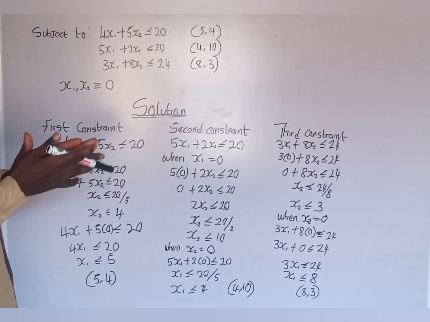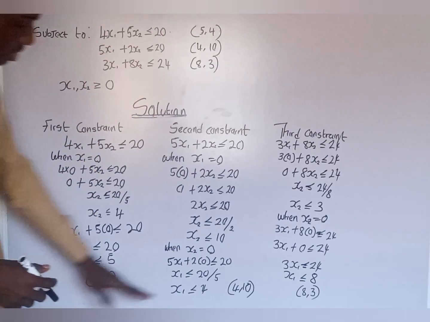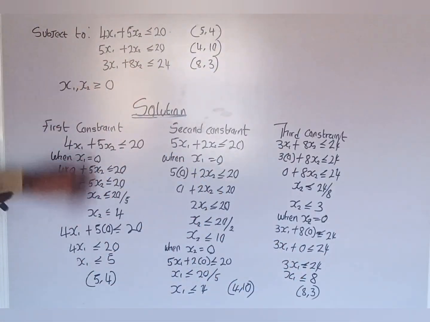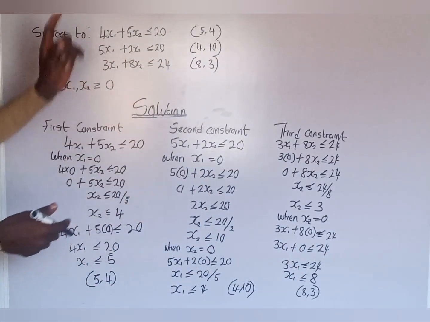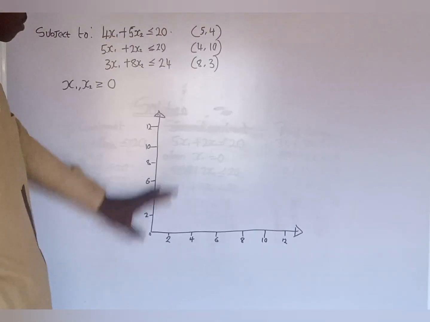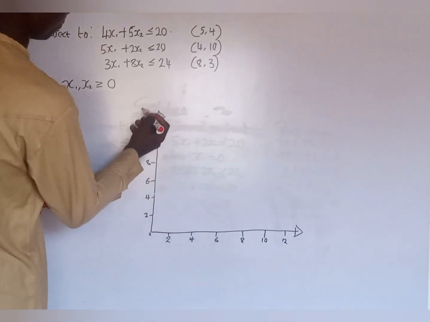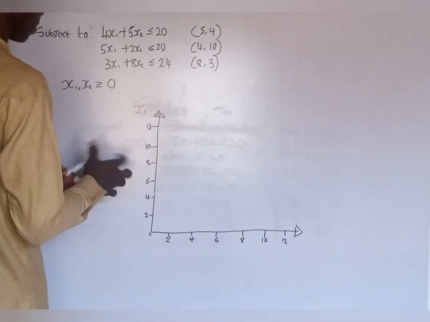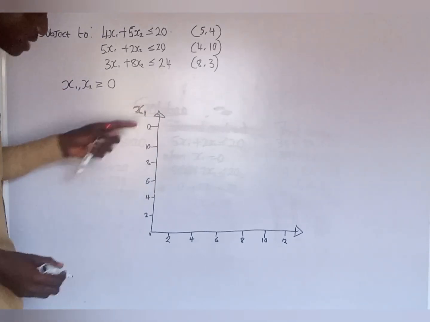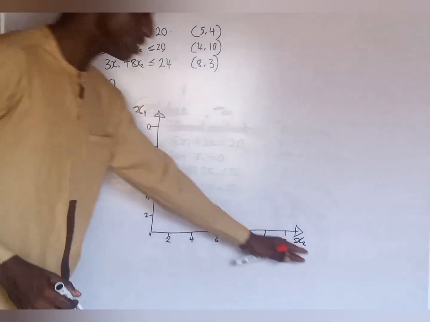Now let's go and construct our graph. That's the next thing to do. After getting the values of x1 and x2 like this, when you set each of the elements equal to 0, the next thing is to proceed to plot your graph. All these coordinates, I want to plot on this graph. Make sure that you plot x1 against x2.